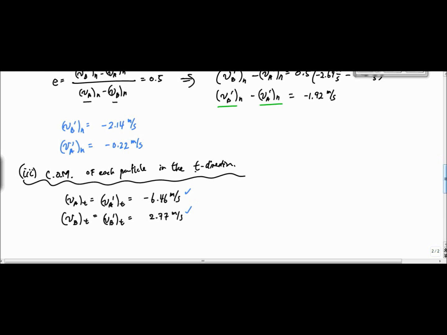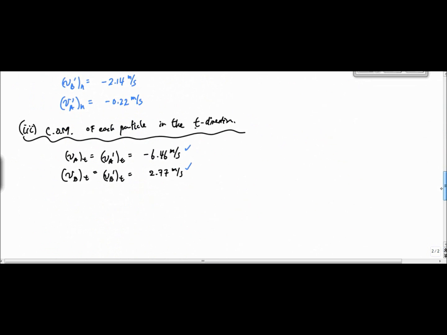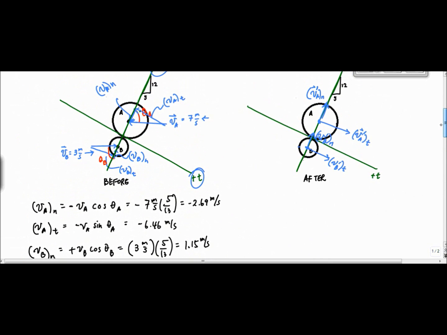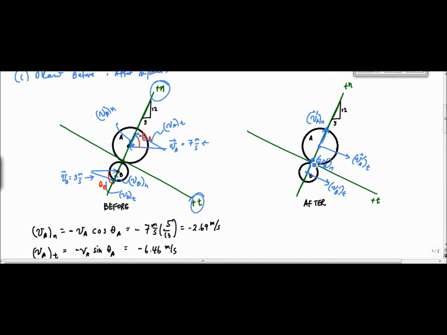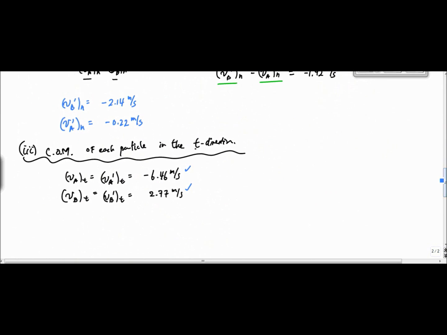So I could go back up here, and I essentially have numbers for this. If we look down here, for VB prime in the n direction I've got minus 2.14. That means this VB prime in the n direction is actually going the other way right here. But before we jump ahead, let's talk about what the speed is. The speed is just combining the vectors.